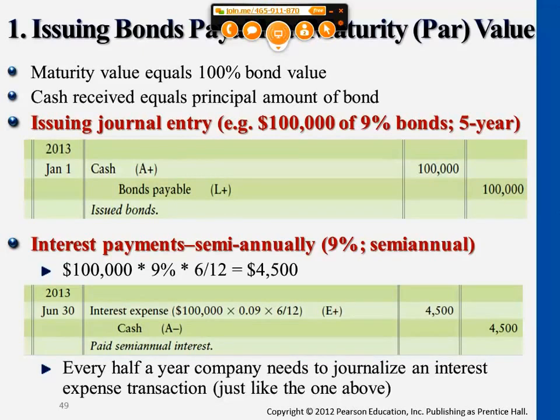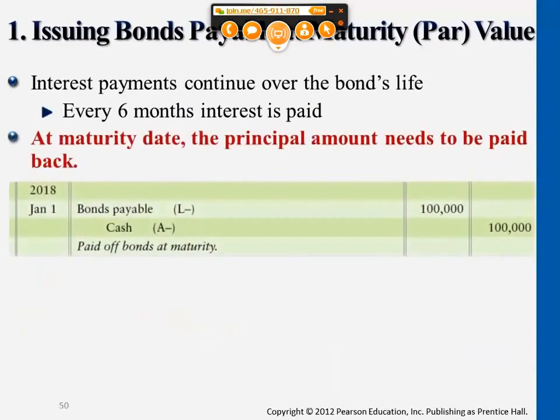Well, since we paid all the interest every half a year, we got rid of the interest part. So we're just left with the maturity value. So the third entry, again, would always be whatever you borrowed, whatever is listed on the face value of the bond, the maturity value of the bond.